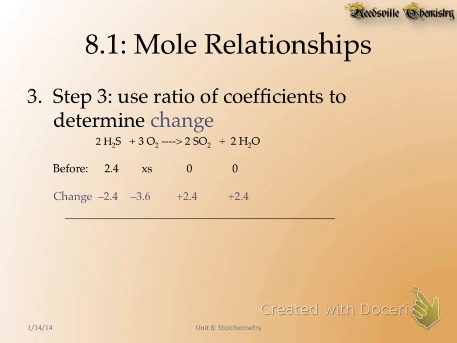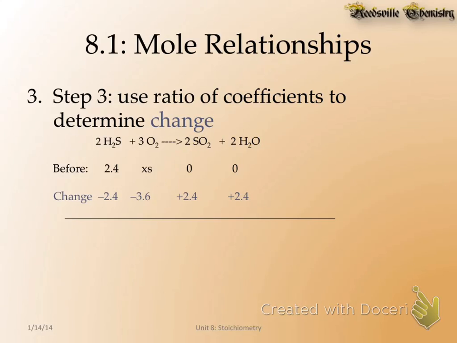Because we have excess oxygen, we know that we're going to use up all of the hydrogen sulfide. It's going to be totally gone. So what we do is we say we are going to lose 2.4 moles of hydrogen sulfide. We just lose it all. And to show a loss, we use a negative sign, so minus 2.4. Now the question is, how much oxygen will we truly use? That is where the mole ratio comes into play.